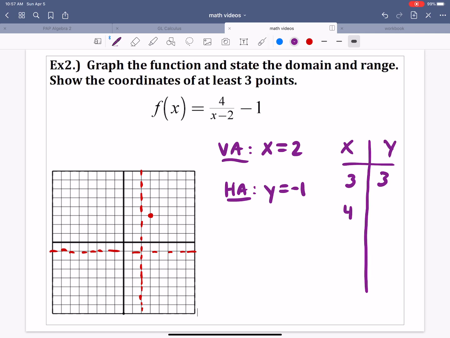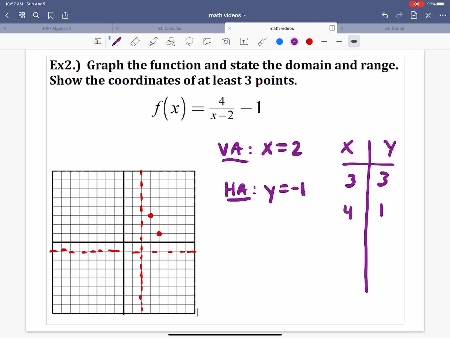So 4 divided by 4 minus 2 is 2. So 4 divided by 2 is 2. 2 minus 1 is 1. So when x equals 4, y equals 1. 1, 2, 3, 4. Okay, I like where this is going.